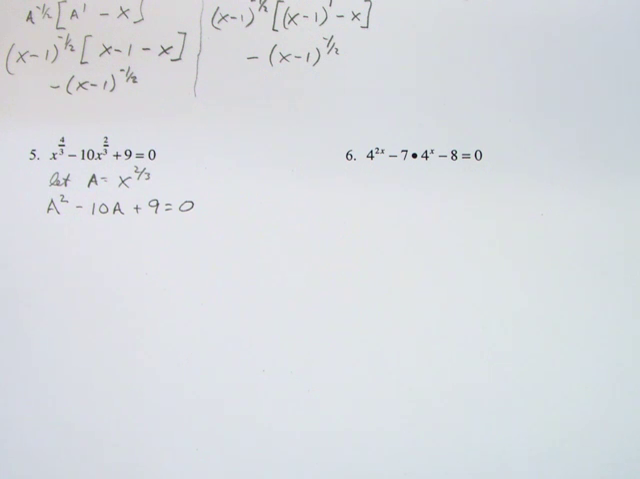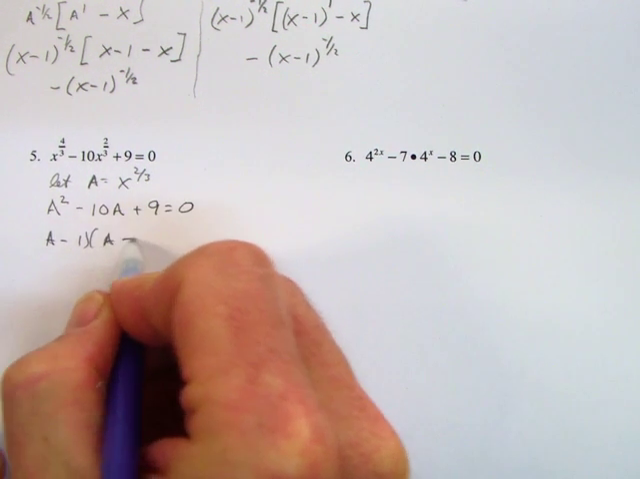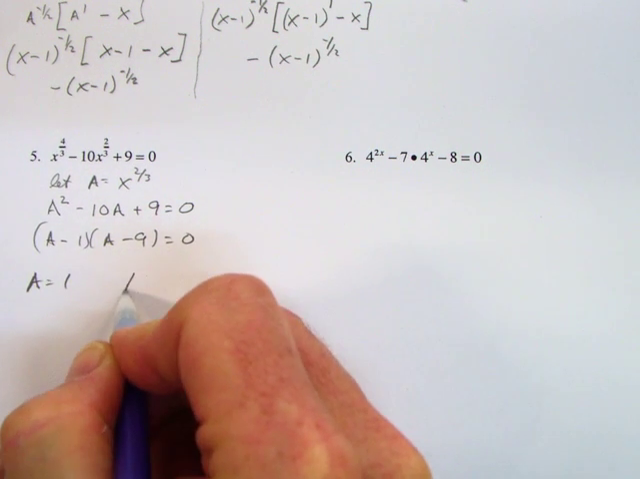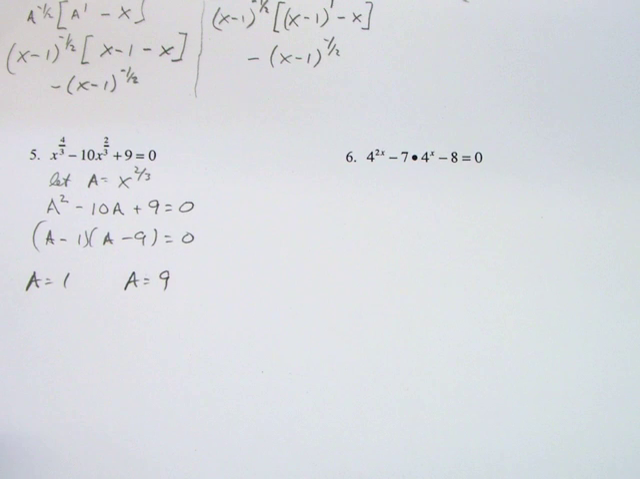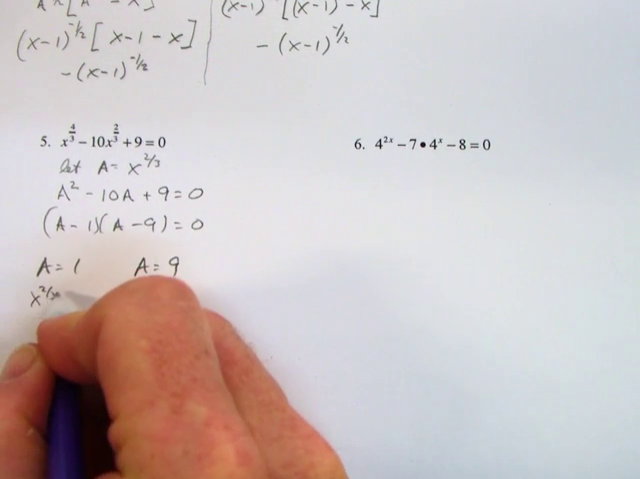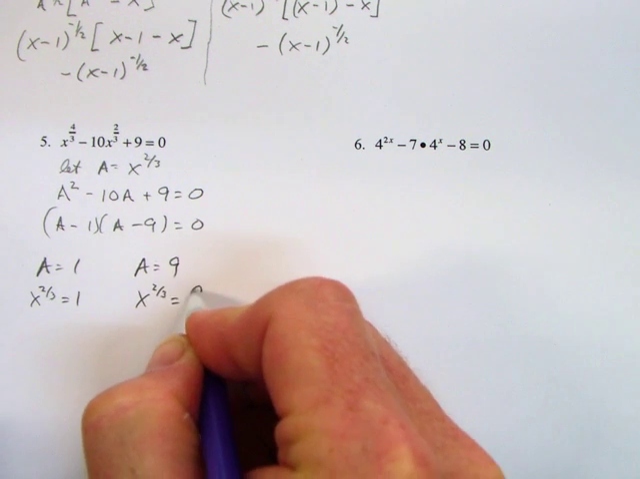We also had it in one of the lessons in 5.1. At this point we can just factor it: a minus 1, a minus 9. So a equals 1 or a equals 9. Now we're not asked to solve for a, we're asked to solve for x. So x to the 2/3 equals 1, or x to the 2/3 equals 9.